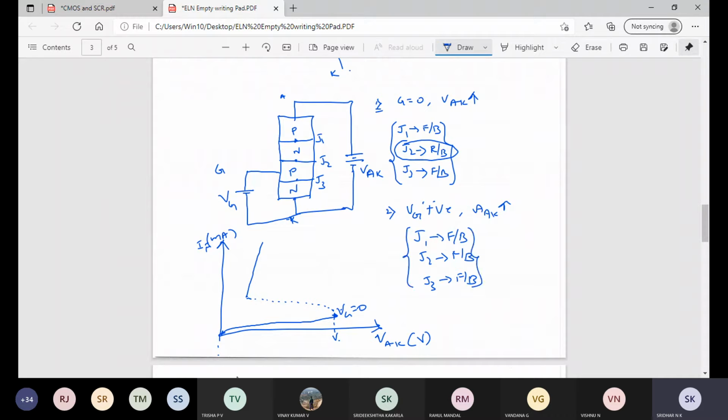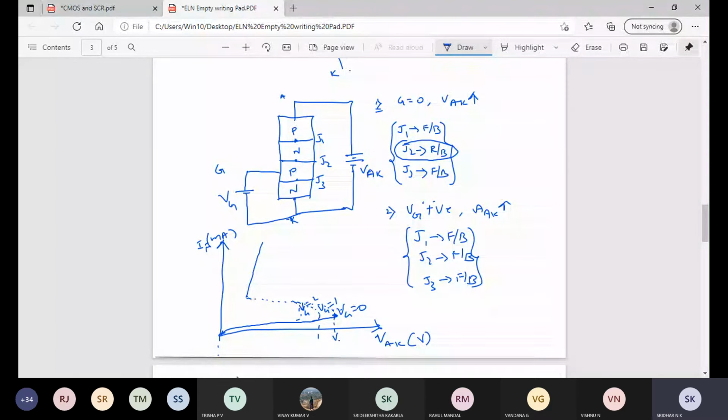That's why the breakdown will happen at an earlier stage. Earlier, for Vg equal to 0, it happened at some volts. Now it will take place at a smaller voltage itself. Means breakdown will happen at smaller voltages. This is for Vg equal to 1 volt. Next, if I increase Vg further, breakdown will happen at a smaller voltage itself. SCR will start conducting, means SCR will start triggering. It is called the triggering point.